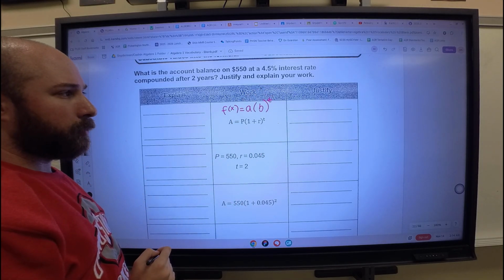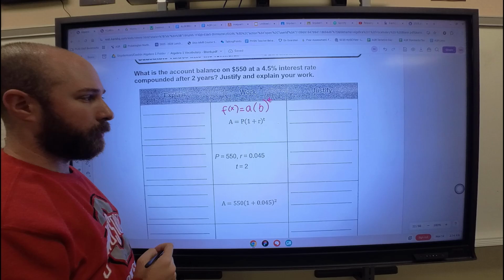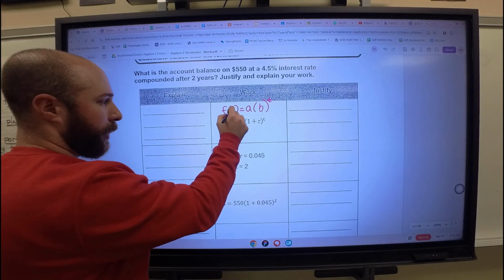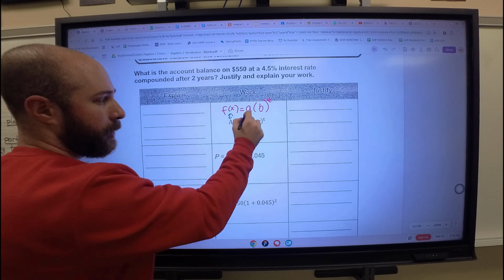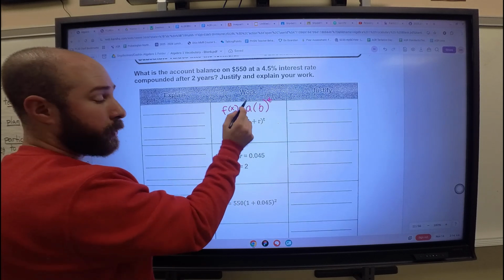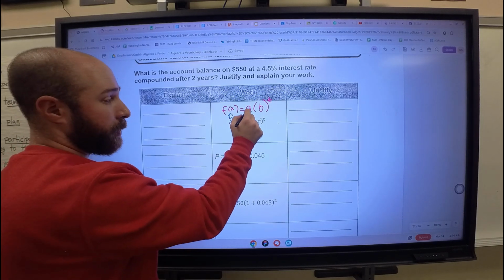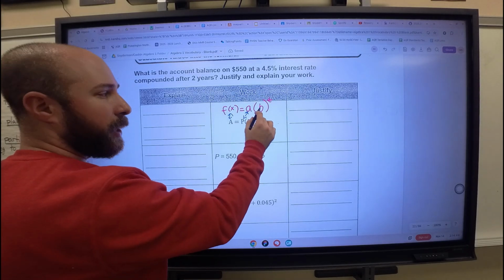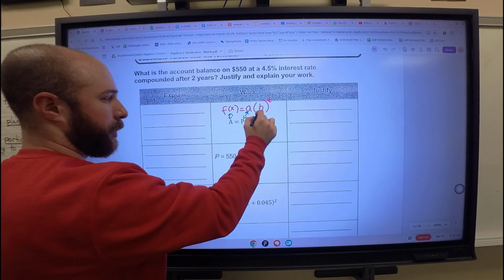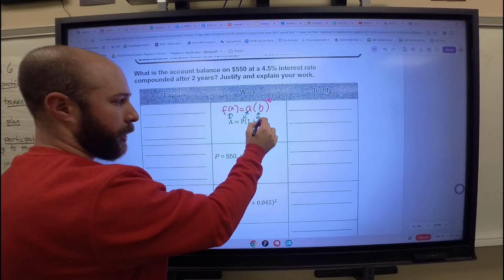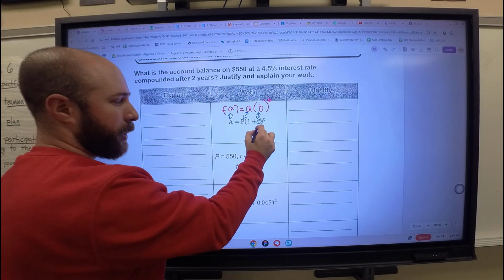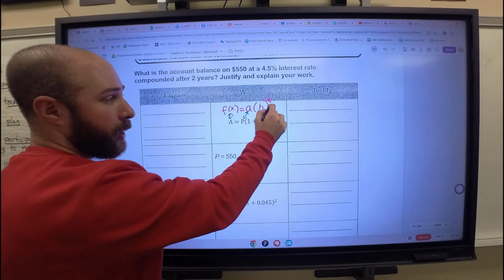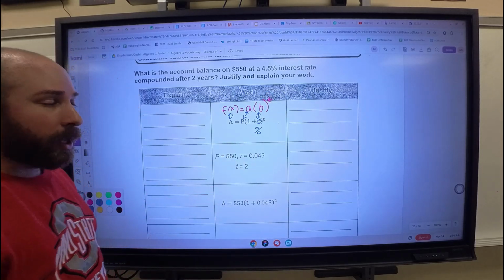Now, this is the same formula. I want us to understand this. It's the same formula. F of x is the same as A. Our little a, which was the initial value, is the same as the P, which is our principal amount, or how much we start with. B is our change factor, which is going to go with our r, which is going to be our percent increase. So we're going to deal with percent here. And then t and x go together.